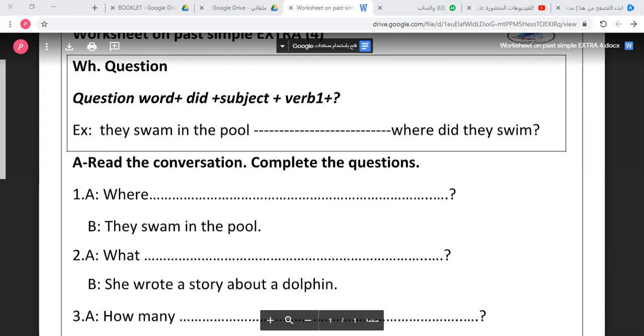Look at the rule. After the subject, we put verb one. Verb two is wrote, so I write verb one, which is write. What did she write? Thank you very much, Mohannad.